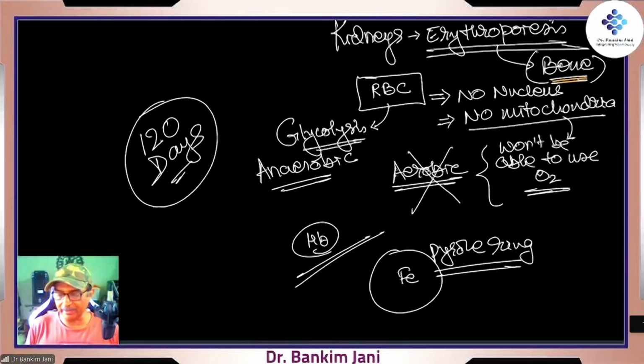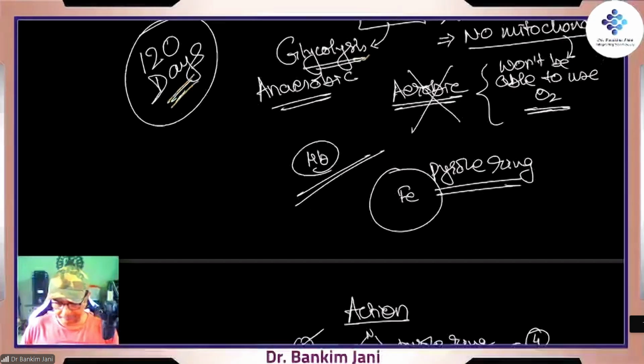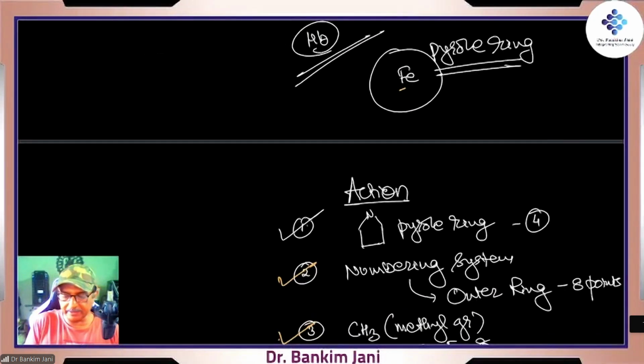That's the reason: mitochondria require oxygen, so the RBC won't be able to use oxygen. That's why there is glycolysis, which is an anaerobic process. The life of an RBC is 120 days. Technically speaking, there is iron in the middle, surrounded by the pyrrole rings.